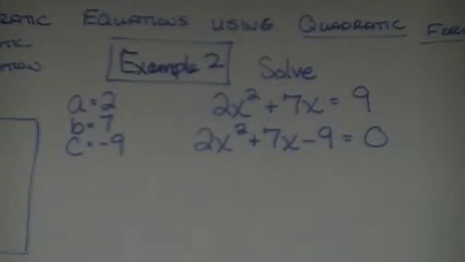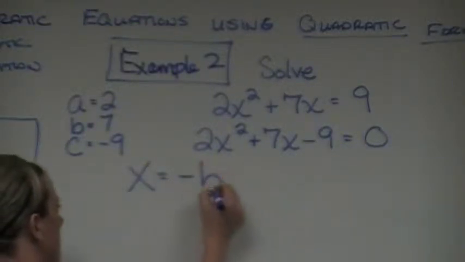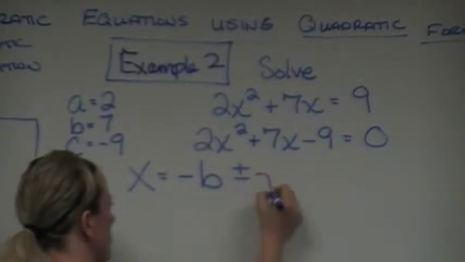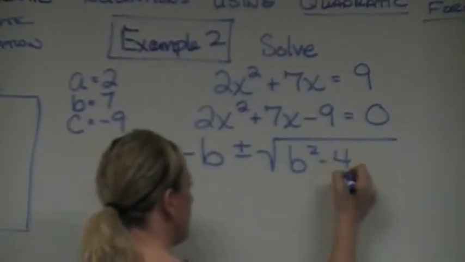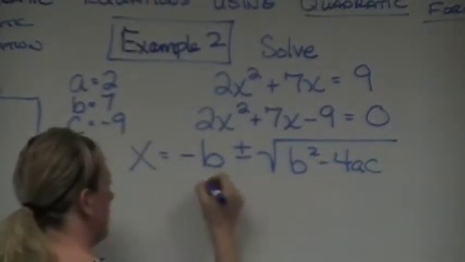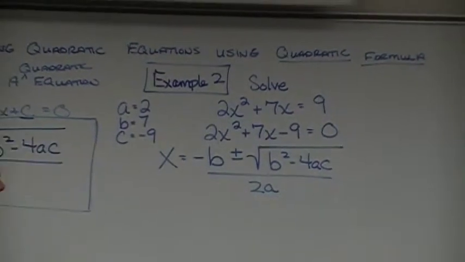We're going to write down what first? We're going to write the quadratic formula down first. I want you to write it so that you're getting used to writing it. Write it first, and then go ahead and substitute. So the opposite of b, plus or minus the square root of b squared minus 4 times a times c, all over 2 times a. Okay? Just get in the habit of writing it.